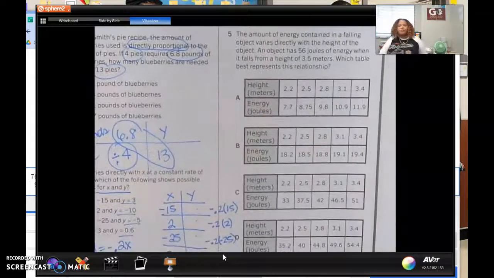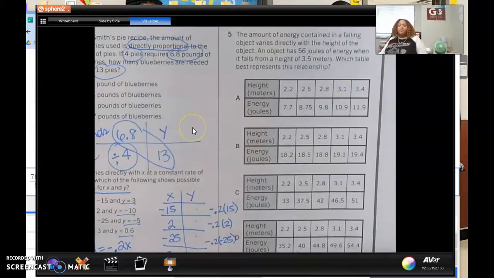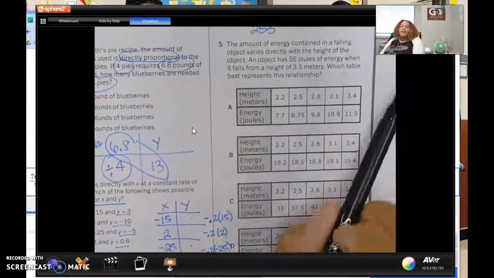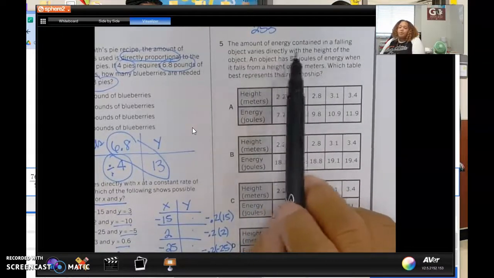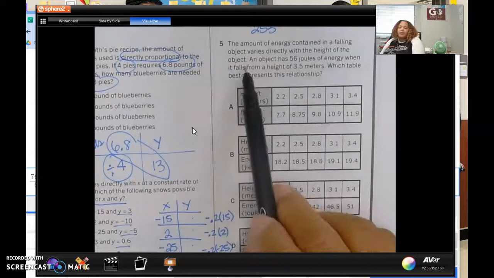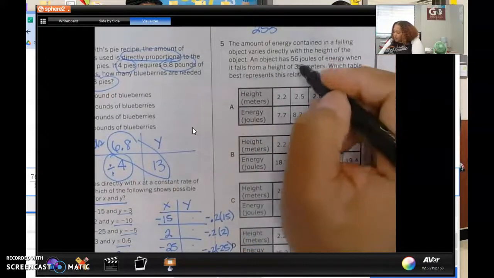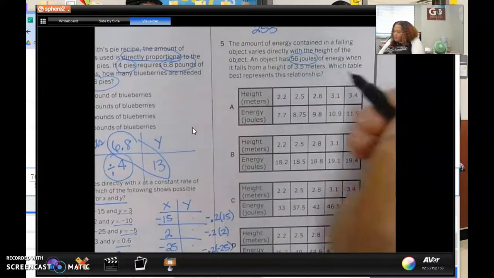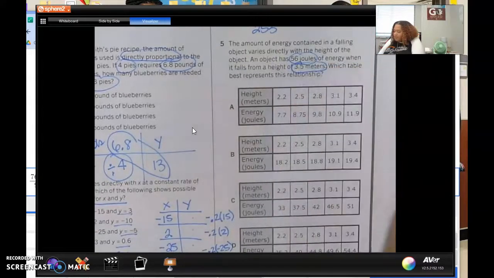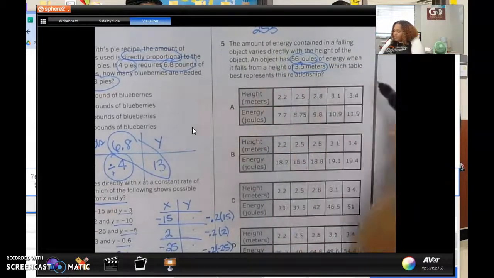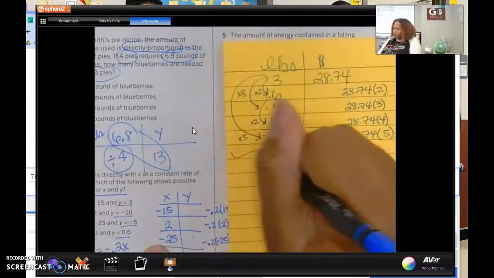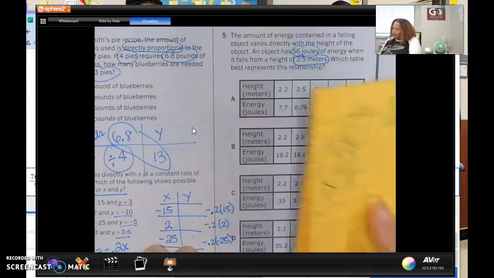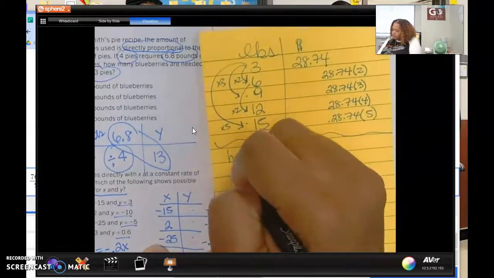Number 5. Number 5 says the amount of energy contained in a falling object varies directly proportional with height of the object. An object has 56 joules of energy when it falls from a height of 3.5 meters. Which table best represents this relationship? Make a table. Height, joules.